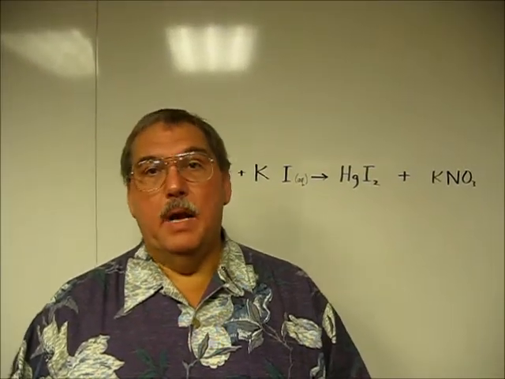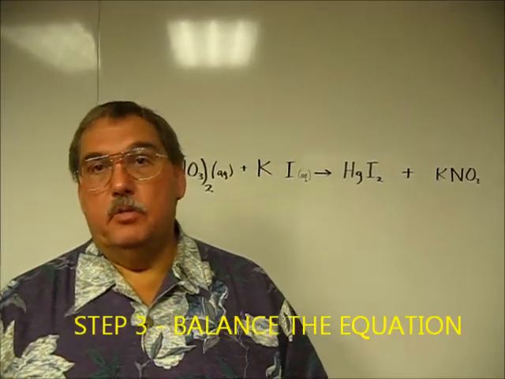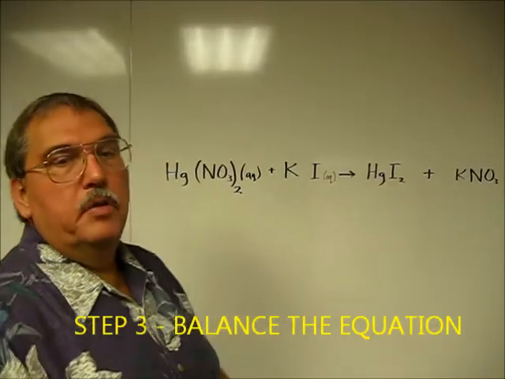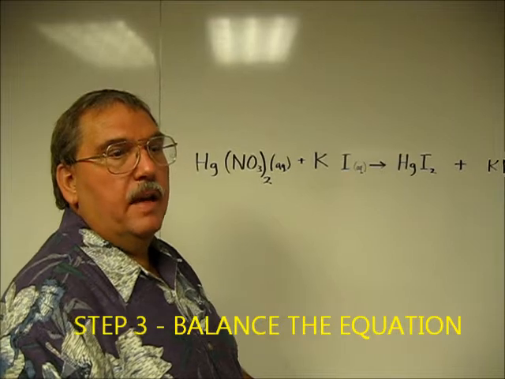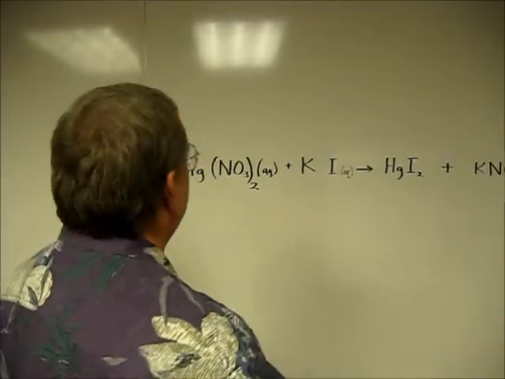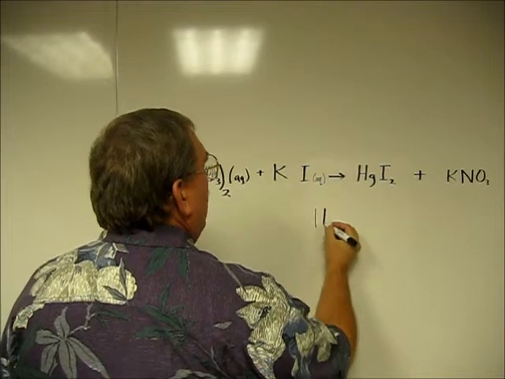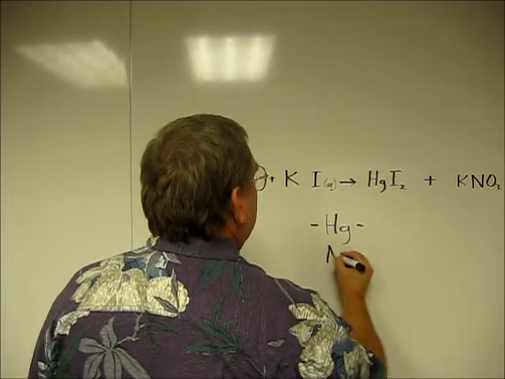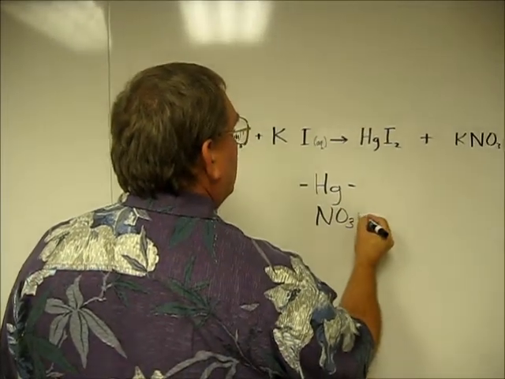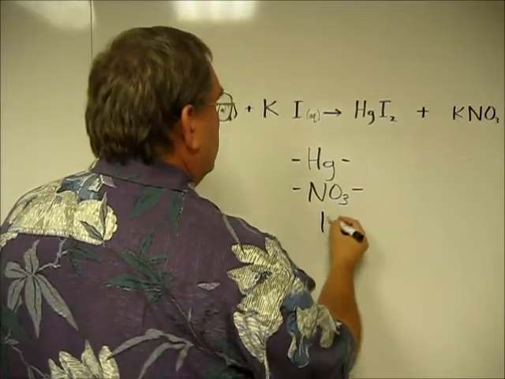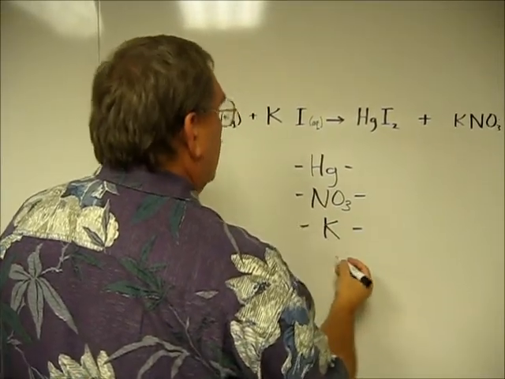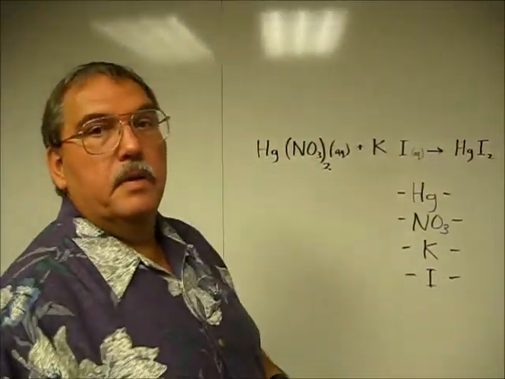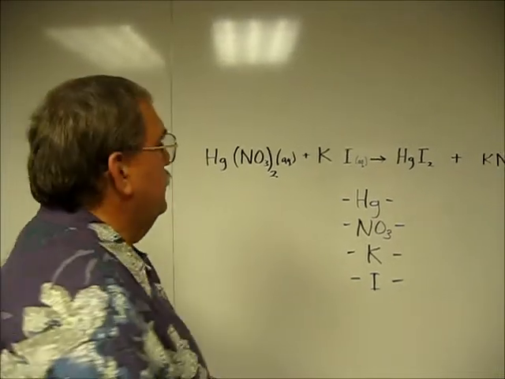In step 3, we balanced the equation that was the result of step 2. I've recopied that here. It's handy when doing this to set up a table to keep track of the count of the ions on both sides of the equation. So I will add a mercury, a nitrate, a potassium, and an iodine. And we'll simply count those atoms or ions on each side of the equation.